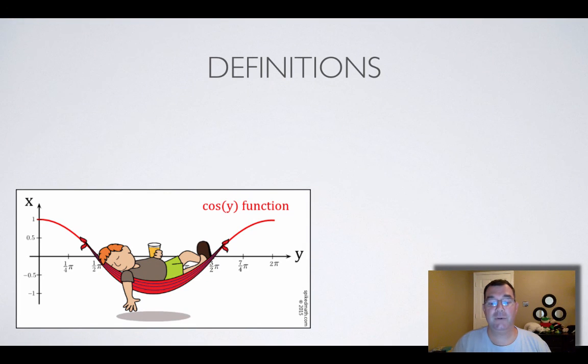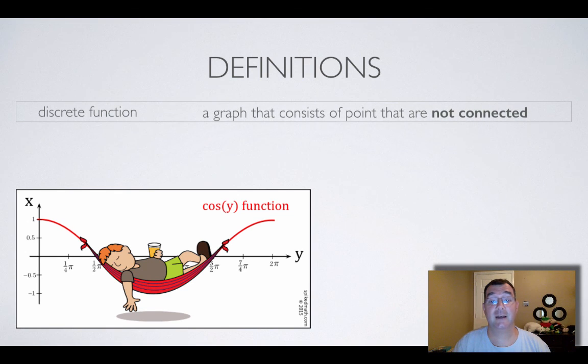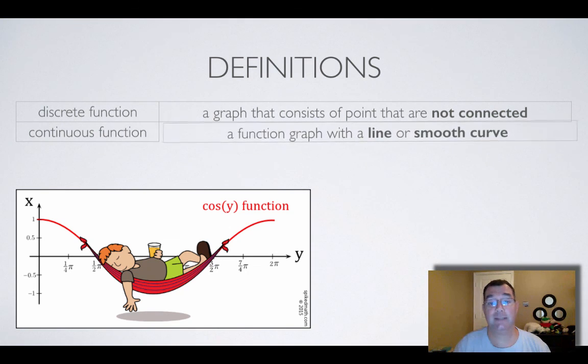So let's talk about a few definitions before we continue. We have what's called discrete functions. And discrete functions basically consist of points that are not connected. And then continuous means that we are going to connect those points, and it's like a line or a smooth curve. So that's the difference between discrete and continuous.